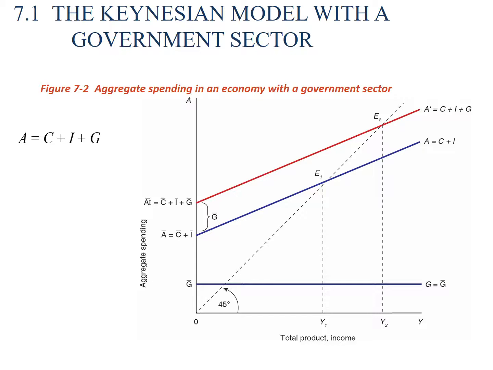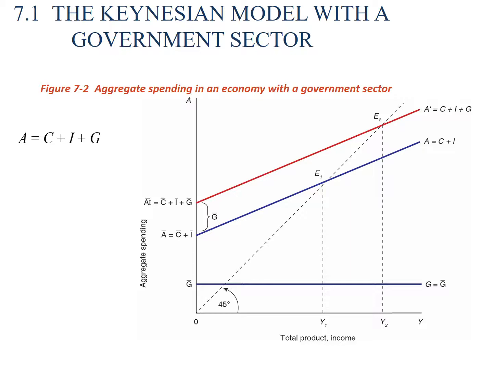To introduce government spending into our Keynesian model, we simply add government spending to the other components of aggregate spending, that is consumption spending and investment spending. When we add government spending, our aggregate spending then becomes equal to consumption spending plus investment spending plus government spending. Graphically, this is illustrated by a parallel upward shift of the A curve as indicated in figure 7.2.